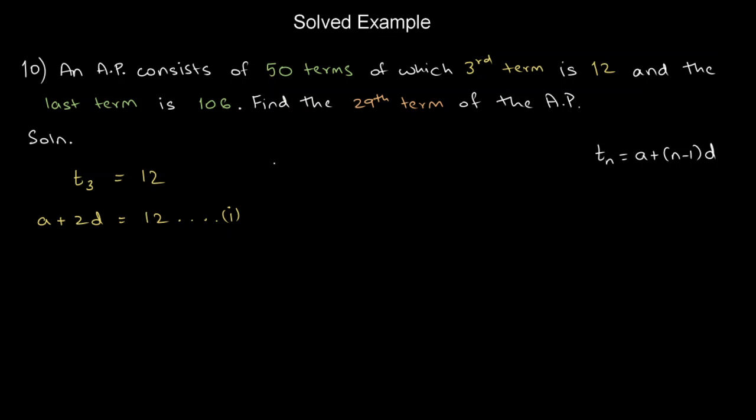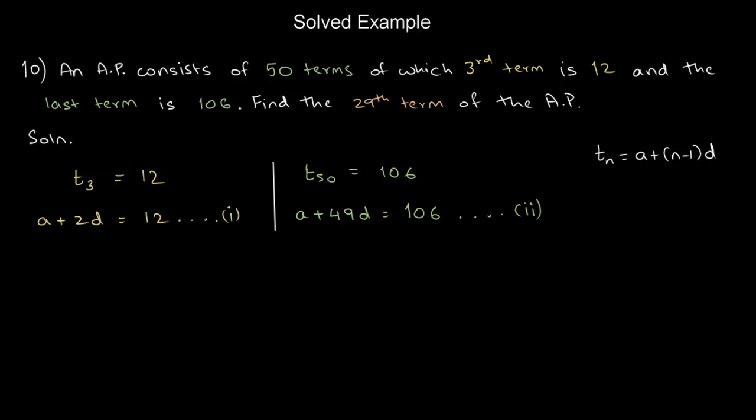The second equation we will get from the other piece of information given here: the AP consists of 50 terms and the last term is 106. The last term is basically nothing but the 50th term, so T50 is equal to 106. T50 in terms of a and d can be written as a plus 49d, because it's a plus n minus 1 into d, and 50 minus 1 is 49. So a plus 49d is equal to 106. This is our second equation, right?